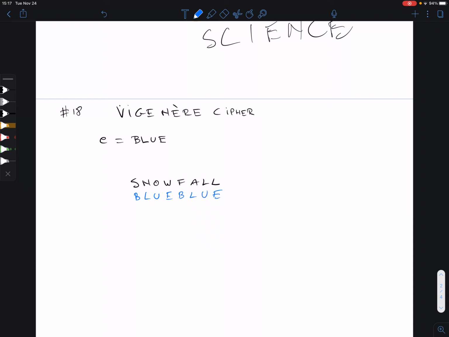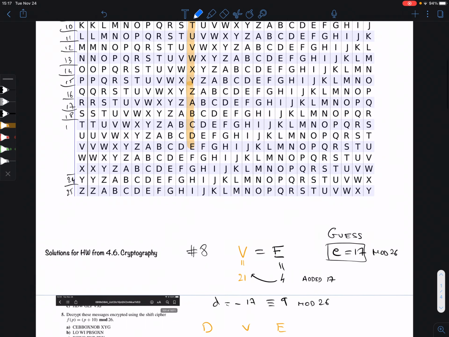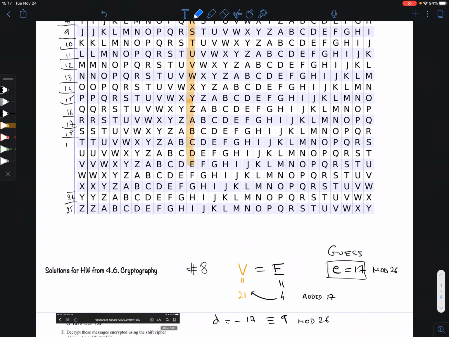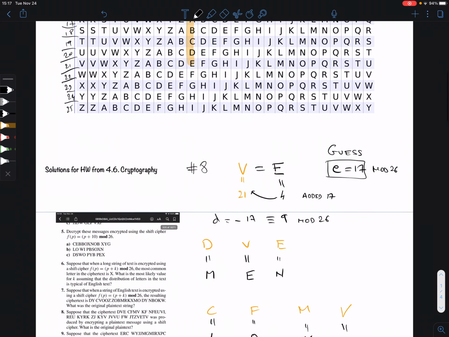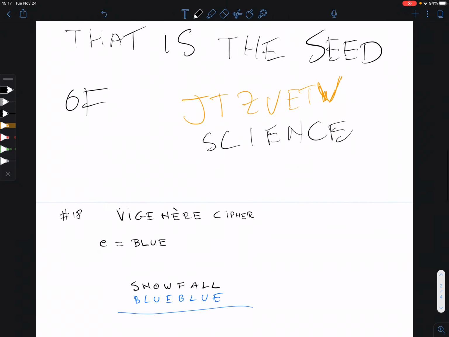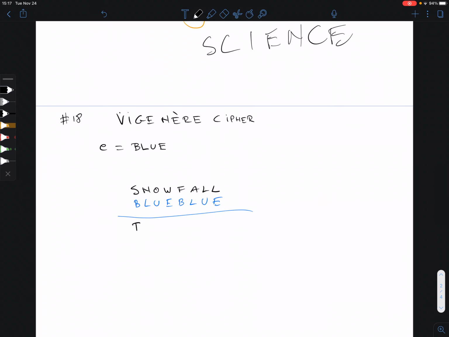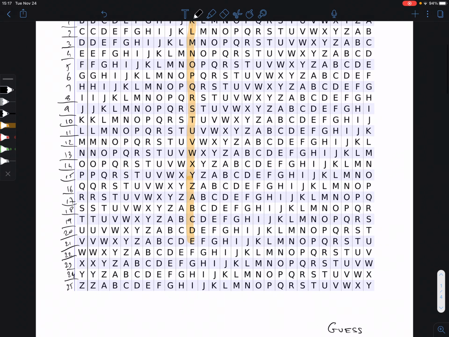Okay. And what we now basically do is add them. So remember, S corresponds to, I erased a little bit of my numbers here: 19, 20, 21, 22, 23. So S is 18, and B is 1, so it will become 19. So we would make this into T because we shift once.